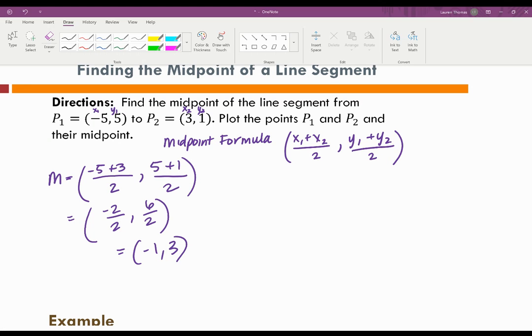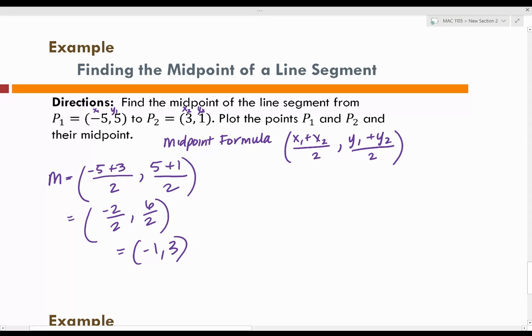Now to continue on with what they told me, not only did they want me to find the midpoint, but they wanted me to graph all of this. So I'm going to draw a coordinate system. My P1 is at (negative 5, 5). Since my x coordinate is negative, I'm going to move to the left 5: 1, 2, 3, 4, 5. And I'm going to go up 5: 1, 2, 3, 4, 5. That's P1.